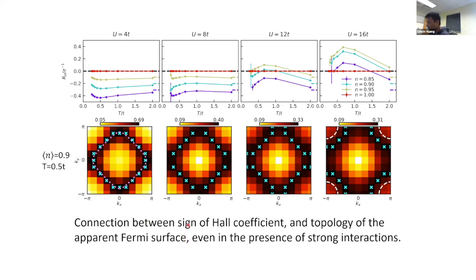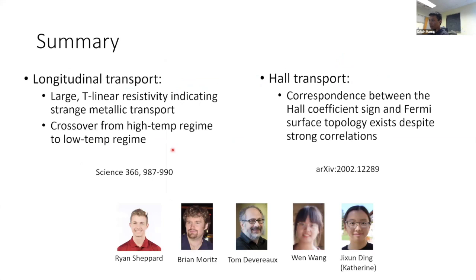Okay, I think I am close to the end of my allotted time, so let me just quickly summarize. In the longitudinal transport, we see large T-linear strange metallic transport and a crossover from a doping independent high temperature regime to a more doping dependent low temperature regime. From looking at the Hall coefficient, we see some correspondence between the Hall coefficient sign and Fermi surface topology, even though we are at very strong interaction strengths. That's all. Thank you.